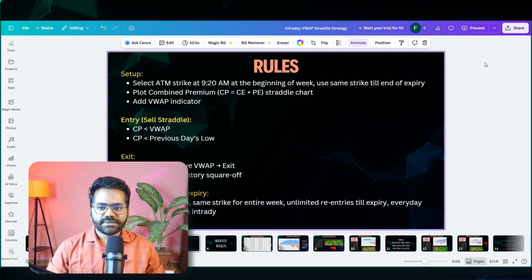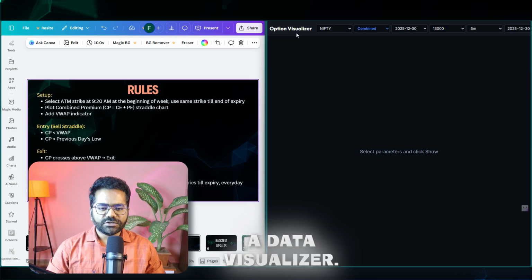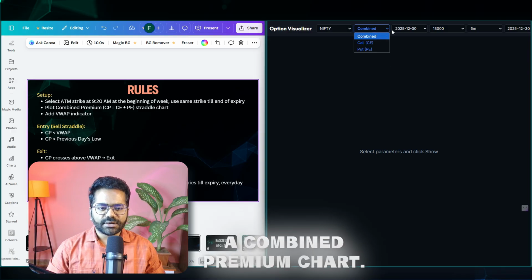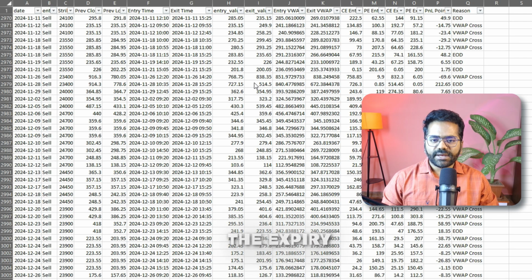Let's look at the chart. So here I have a data visualizer. This is an internal tool that I made for myself, but you can use tools like iChart and all to plot a combined premium chart. I'm going to take one of the expiry examples so that you understand the strategy. So let's take an expiry of December 12th, 2024.